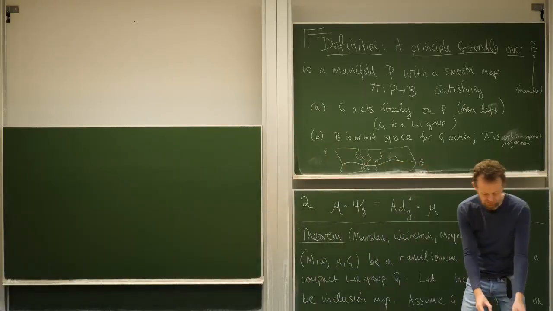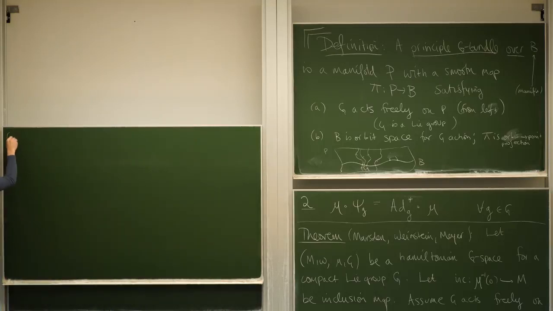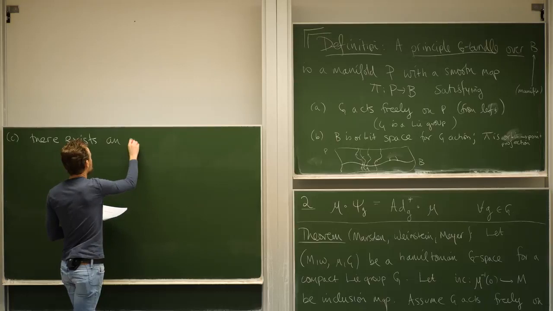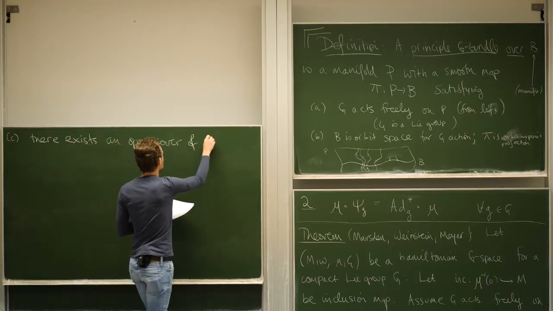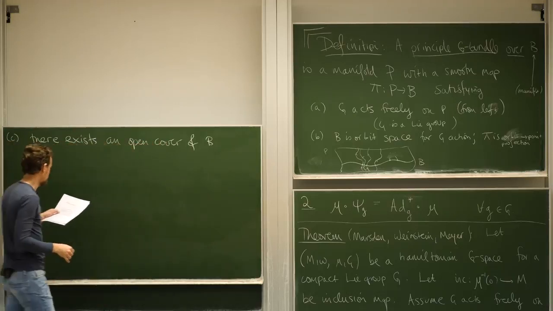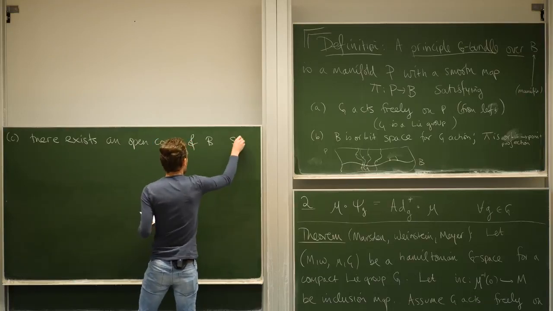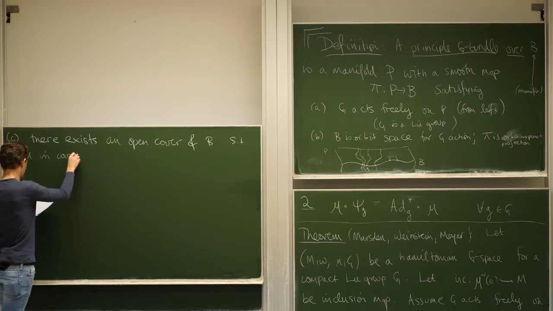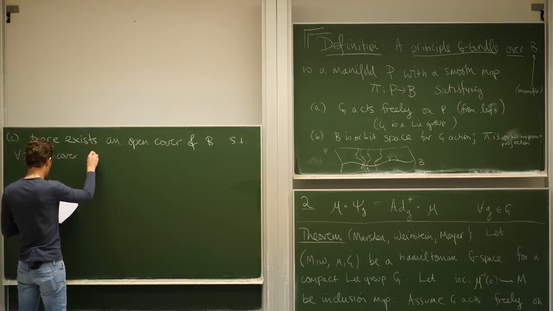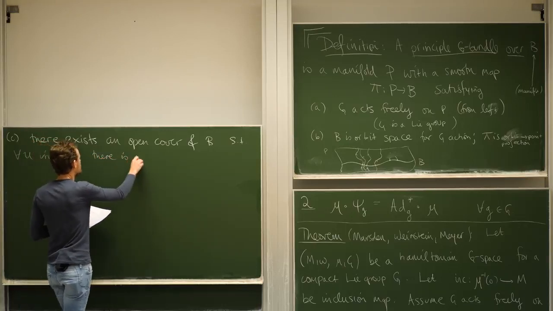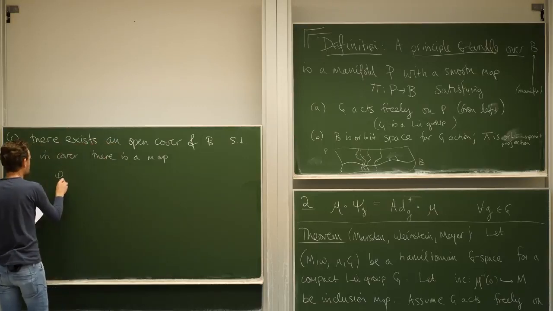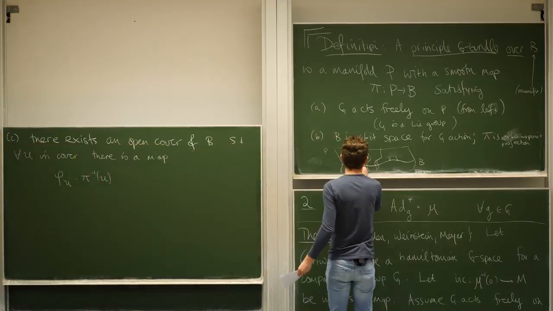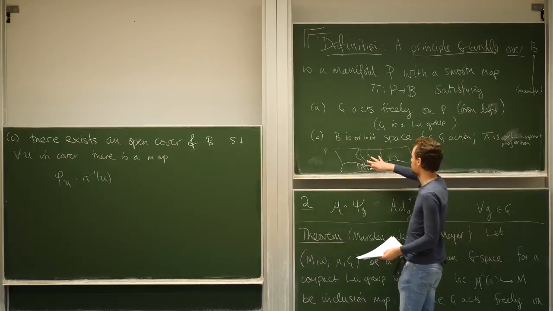So the third condition to be a principal G bundle is condition C. You can cover B, this base space, with a bunch of open sets such that for every open set U in the cover, there's a map phi depending on U which takes that piece of this principal bundle.